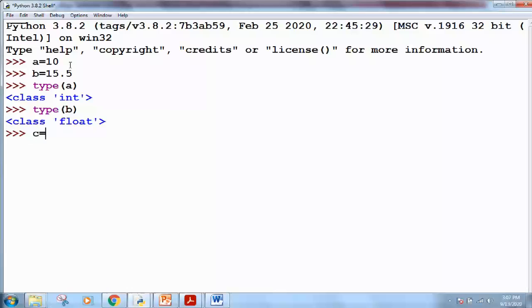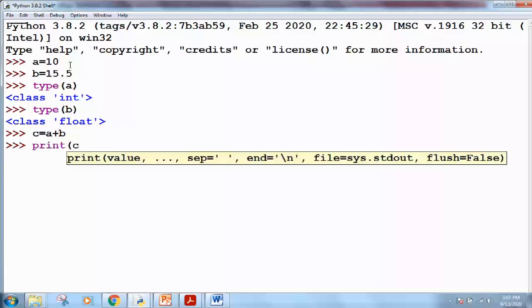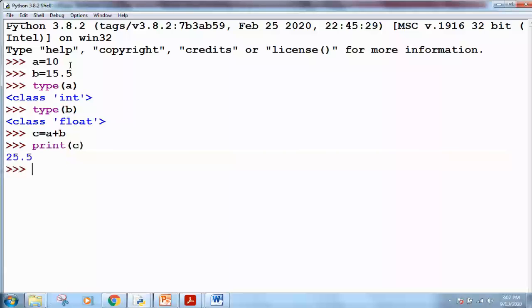But when I add a plus b and store it in c, I will get the value of c as a floating value. This is because one integer and one float is automatically converted into a float, the bigger type. So if you check the type of c, it will be float. This internal conversion, done whenever an integer and a float interact, is known as implicit conversion by the compiler. In arithmetic expressions this happens frequently.